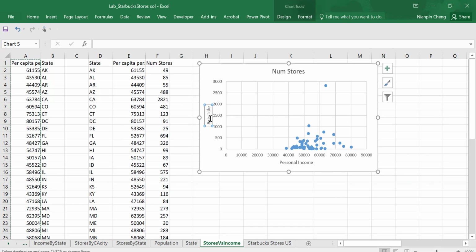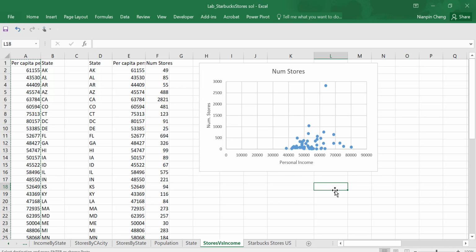And also this one is number of stores. Is number of stores. So do you see any linear relationship? Yeah, we really cannot tell. It's like very random data. We cannot tell any association.